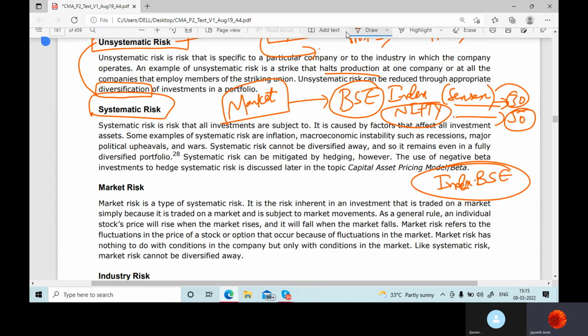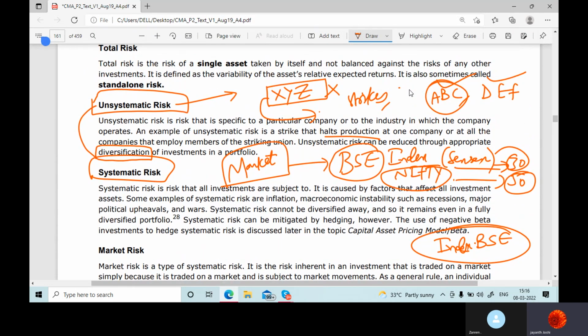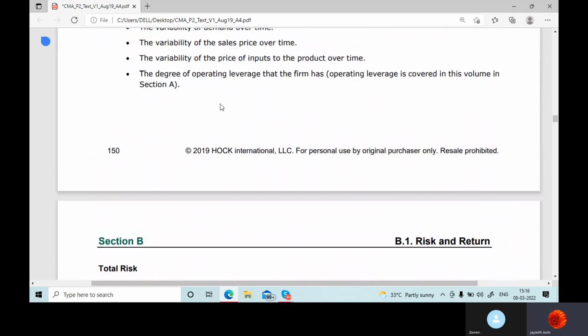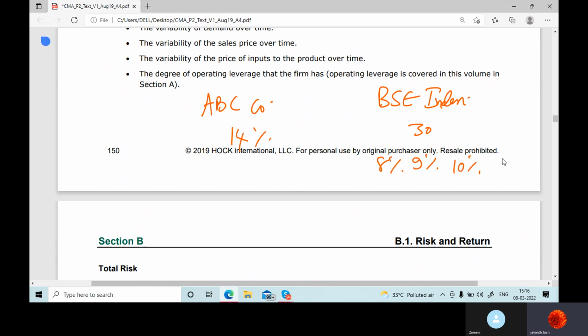Suppose you invest in ABC company, you get profits from ABC company. The index gives the average profits of all these 30 company stocks. Let's say ABC company gives you 14% returns. If I say the BSE index or Sensex, every company would give you some return. Some would give 8%, some 9%, some 10%, some 13%. On average, I'm getting 10% returns from the BSE index. That means this is safer than that single company.